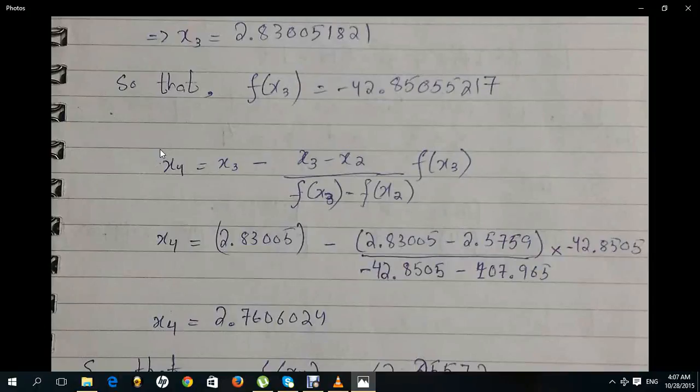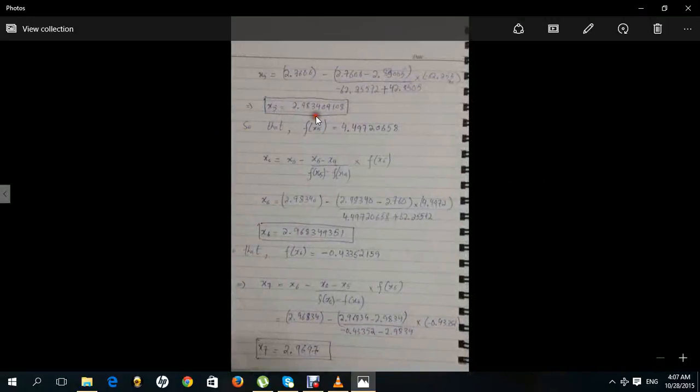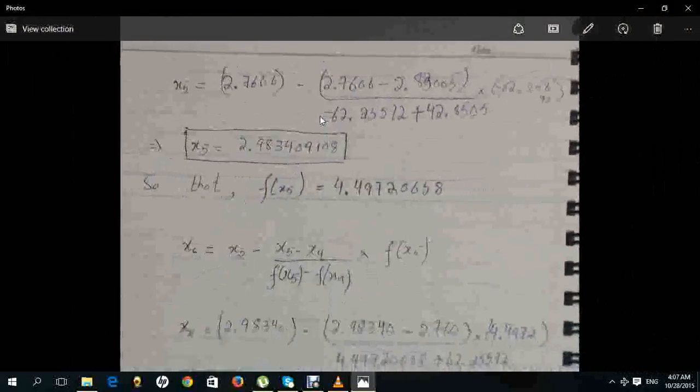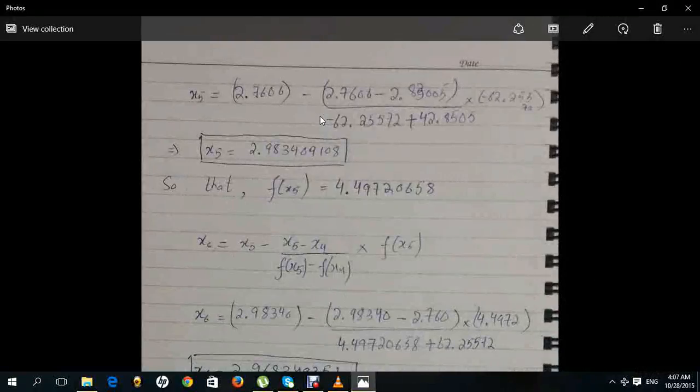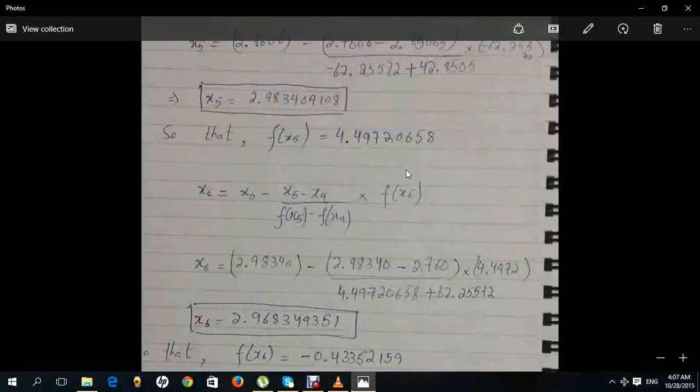So we will continue this procedure until we get another root. It's basically the same process. We are just making iterations in the formula. The root comes out to be 2.98. We again repeat the same procedure to find another root. This time the root comes out to be 2.9683.